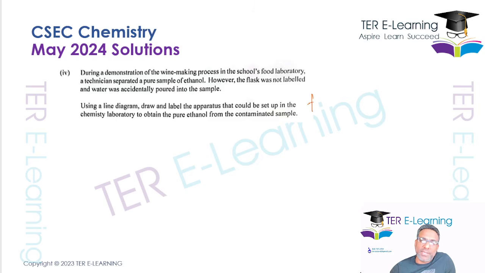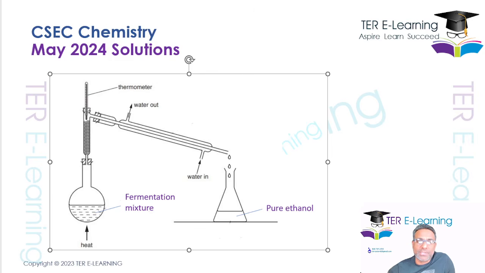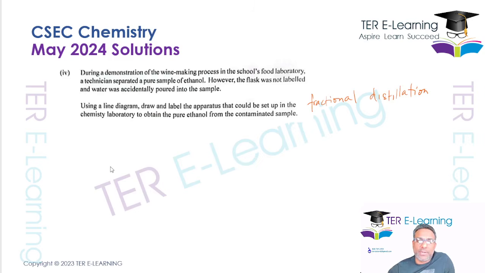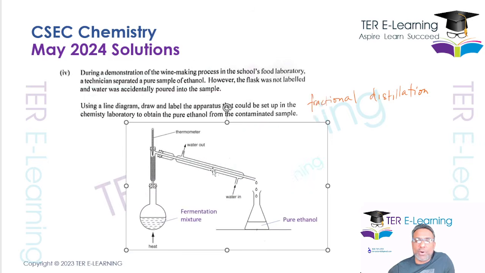So basically what we need to do here is fractional distillation. That's because water has a boiling point of 100 degrees Celsius, and ethanol boils at about 78 degrees Celsius. To draw the simple line diagram here, I'm not going to draw it, I'm just going to give you what it is. So this is my diagram for my class. This is the diagram that we need to draw for our answer here.